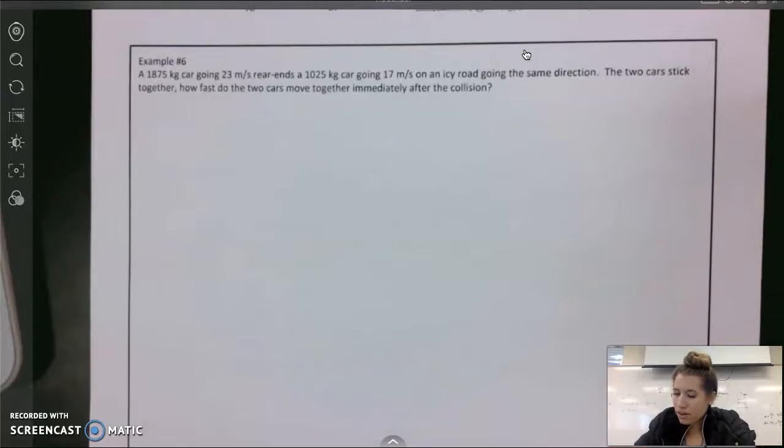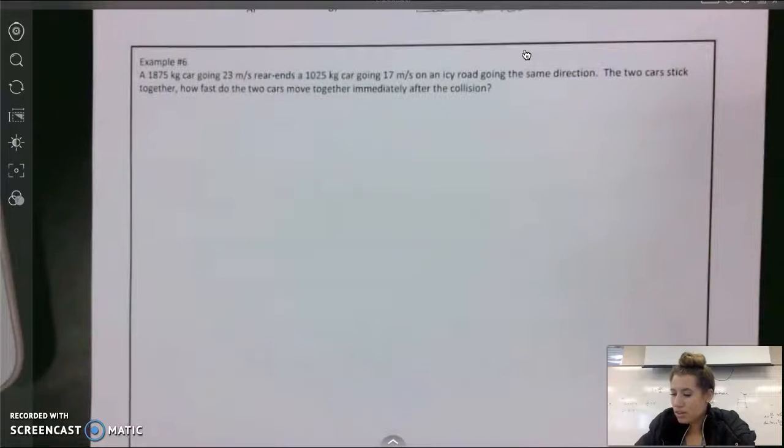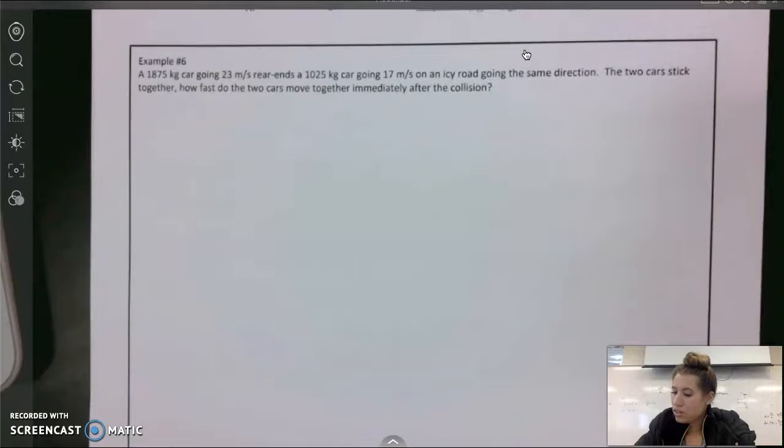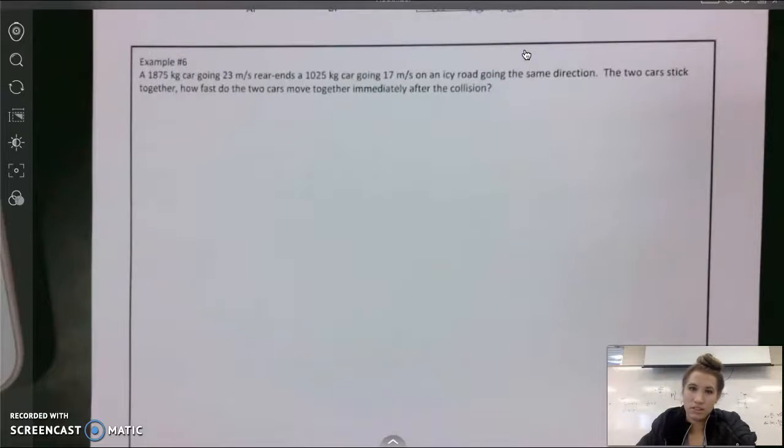A 1,875 kilogram car going 23 meters per second rear ends a 1,025 kilogram car going 17 meters per second on an icy road going the same direction. The two cars stick together. How fast do the two cars move together immediately after the collision?